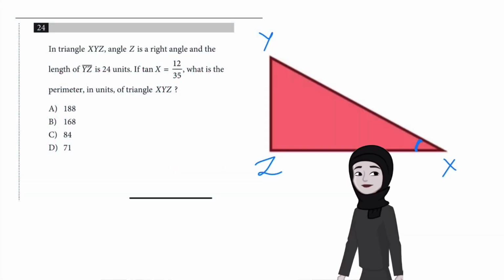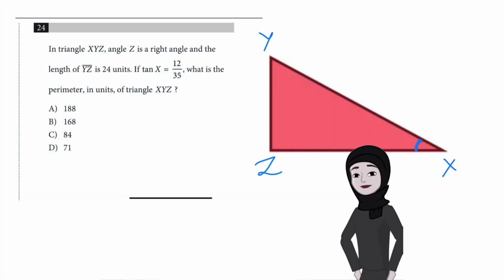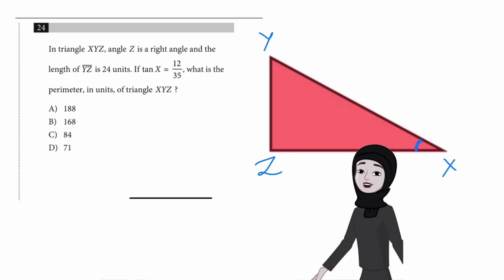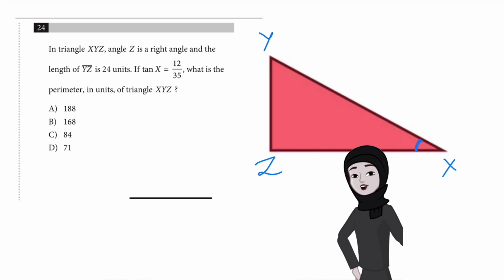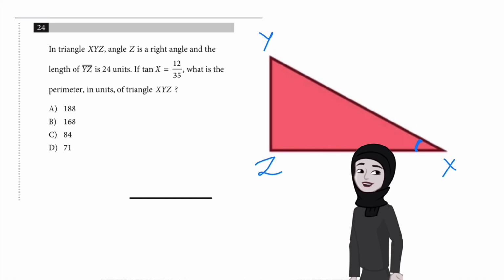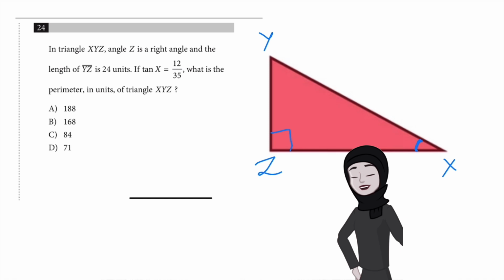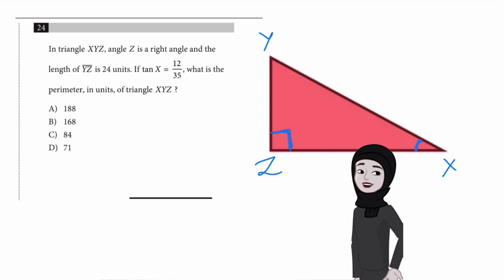Number 24. In triangle XYZ, angle Z is a right angle and the length of YZ is 24 units. If tan X is equal to 12 divided by 35, what is the perimeter in units of triangle XYZ? So again, no diagram was provided, so we can take a right angle triangle. This is XYZ and angle Z is the right angle. So let us mark it over here, the square symbol, to indicate that.